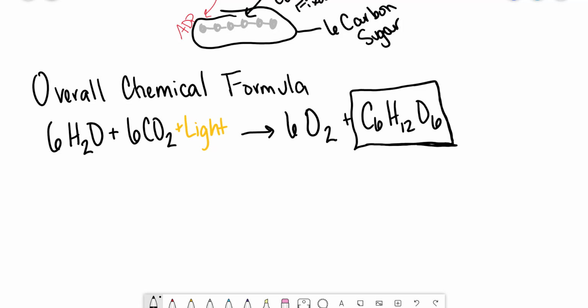So now we have the food. So they made the energy and made the food. And so now we have that sugar that can go into cellular respiration.